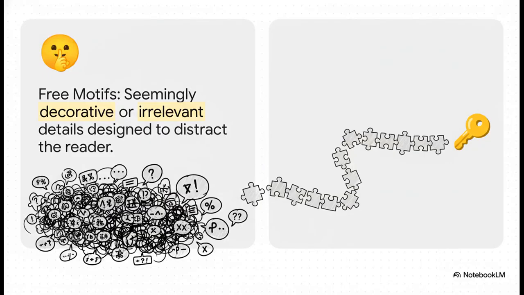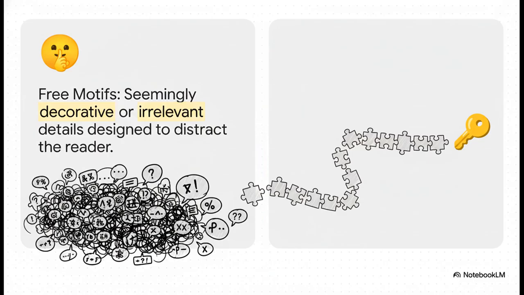Okay, now this is the most important part. Not all motifs are the same. The source material breaks them down into two types. First, you've got free motifs. Think of this as background noise, right? It's the decorative stuff designed to distract you. In our story, it's all the witnesses arguing about whether the killer spoke French or Italian or Russian. It's a total dead end.